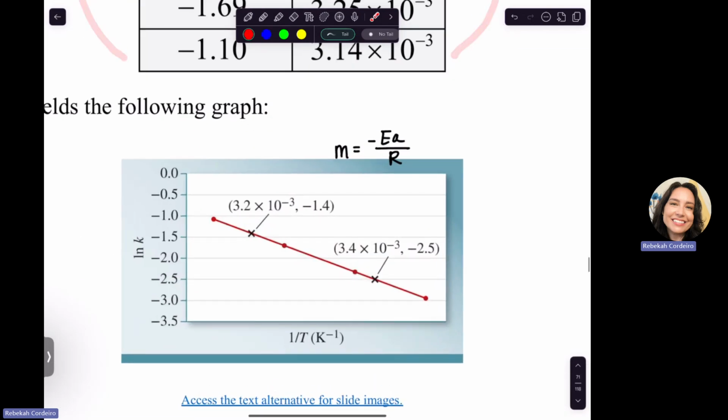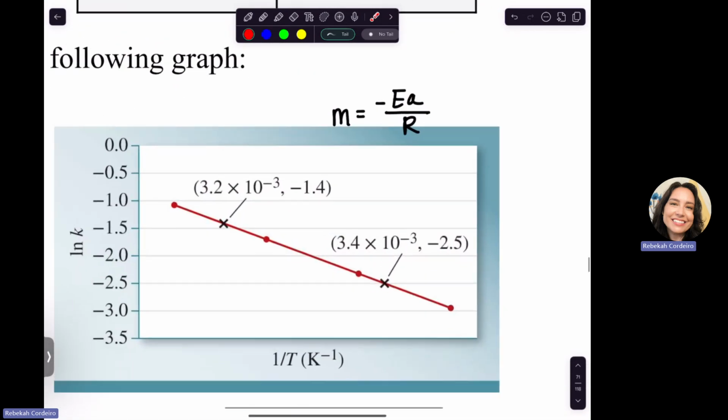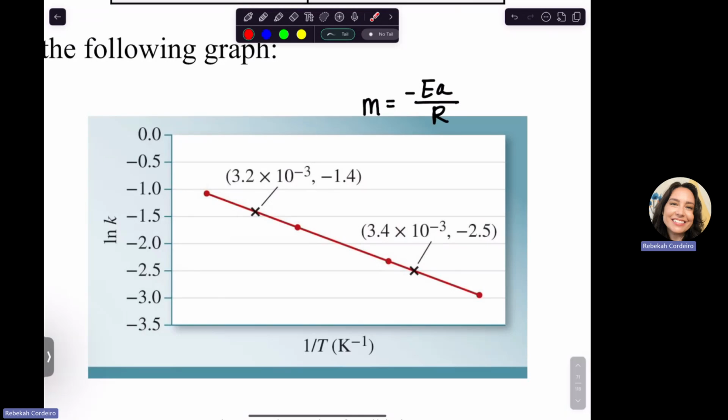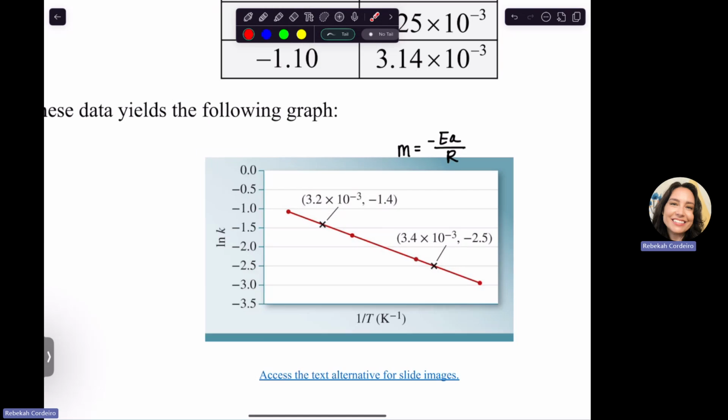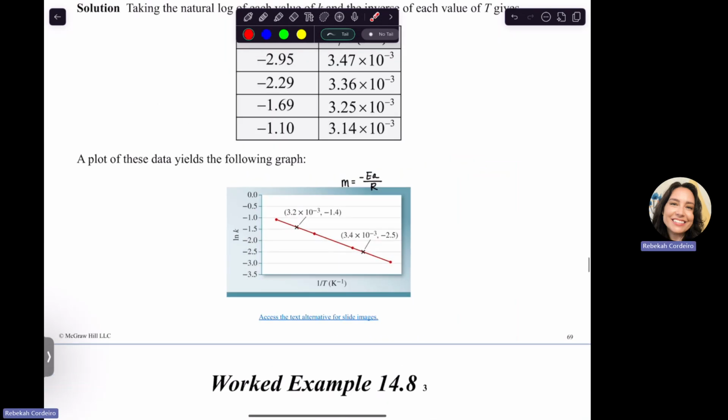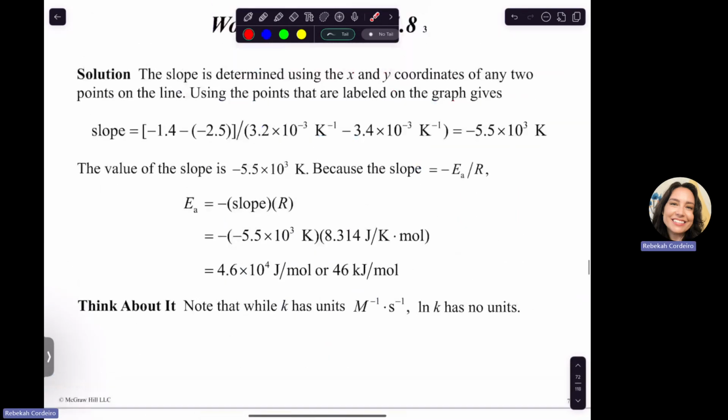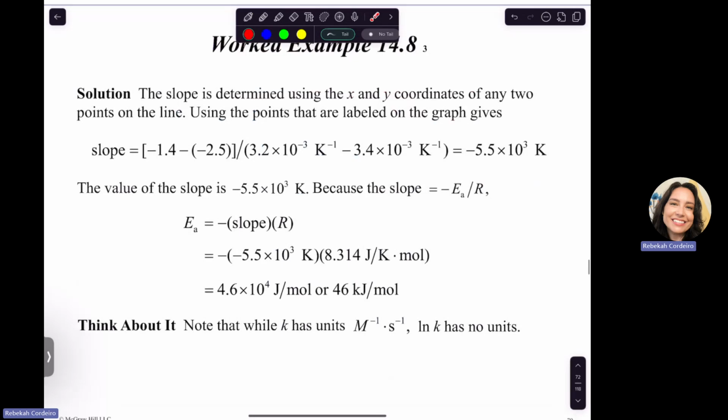Or you can plot from a graph, either way. But I think that you should be prepared on a test to be given a graph like this with values that you can see and then be able to plot or tell slope from those graphs. So if you wanted to make your trend line, you should be seeing that your slope is negative 5.5 times 10 to the 3.